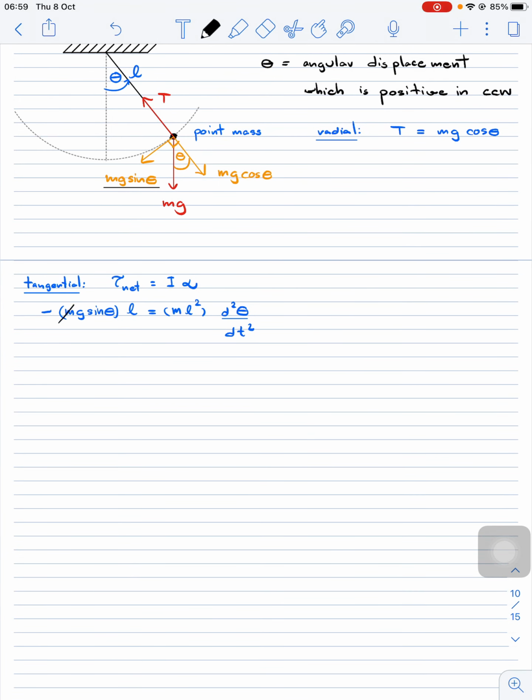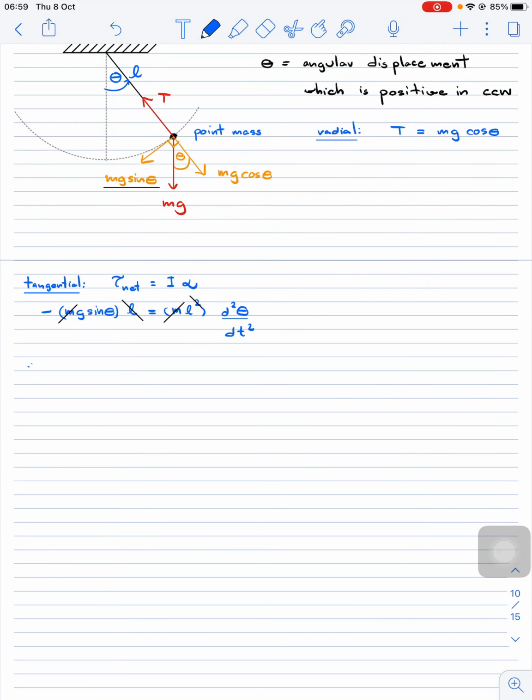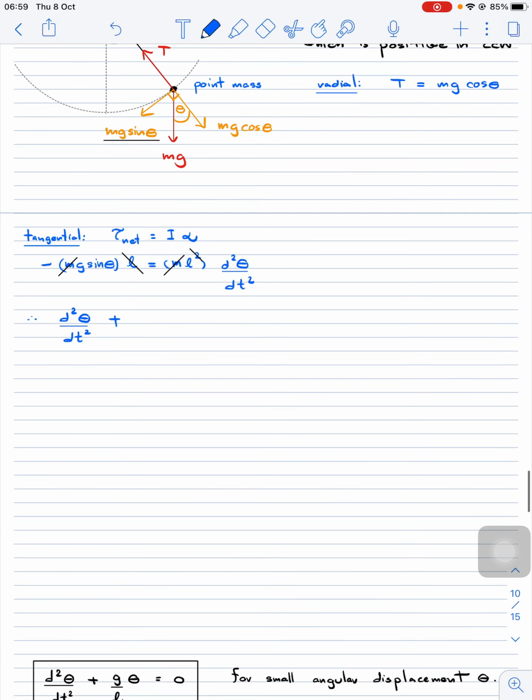Then the mass m just cancels out, and one L can cancel out as well. Then finally, we can just rearrange the equation, and we get d squared theta by dt squared, and if we move this to the right hand side, it's going to be plus g over L times sine theta equal to 0.